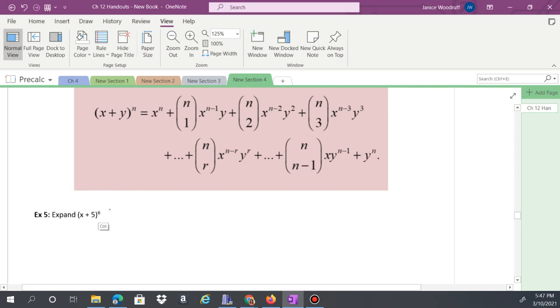All right, so here's how we're going to set this up. We're going to start with the x, and that's going to be to the 6th. Then we're going to have n and 1, so it's going to be a 6, 1, and then it's x to the n minus 1, so it's x to the 6 minus 1, and then also your y term, which in this case the y is a 5. I'm going to put that in parentheses, 5. Then plus 6 and 2, then we have an x to the n, so 6 minus 2, and the y term, which is 5, to the 2nd.